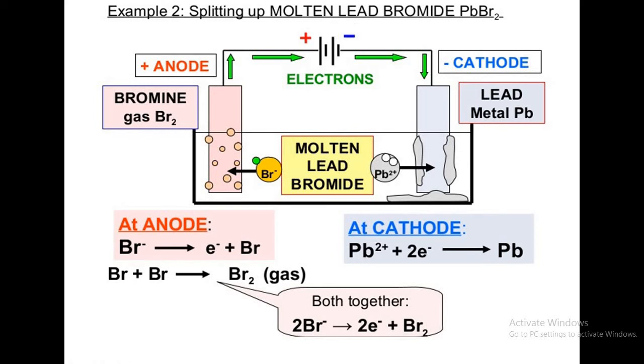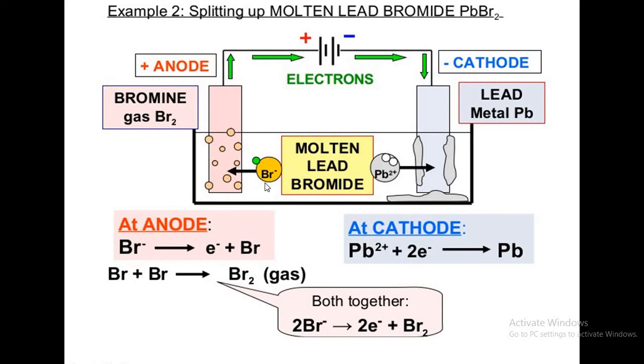I have included the examples of lead bromide and sodium chloride as per your GCSE syllabus requirement. In the case of molten lead bromide, there is no involvement or competition of other types of ions. There are just two types of ions, one positive and the other negative.